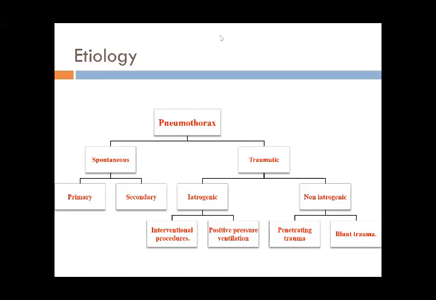Then the traumatic, or non-iatrogenic, causes include penetrating chest traumas, which can be accidental, non-accidental, whatever it is. And then there can be blunt trauma to the chest, which is also accidental, for example when the patient fell. Obviously, outside the lung there is no abnormality, but inside, the patient may develop a pneumothorax.